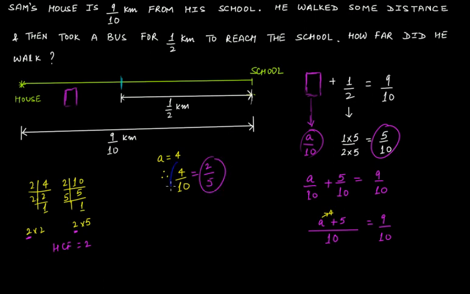Both these answers are correct. This is 4 over 10 when you solve using a over 10, and if I further simplify it by finding the highest common factor and dividing both the numerator and denominator, that's the way we simplify fractions, you'll get 2 over 5. So both these answers mean the same thing, and therefore this is the answer.